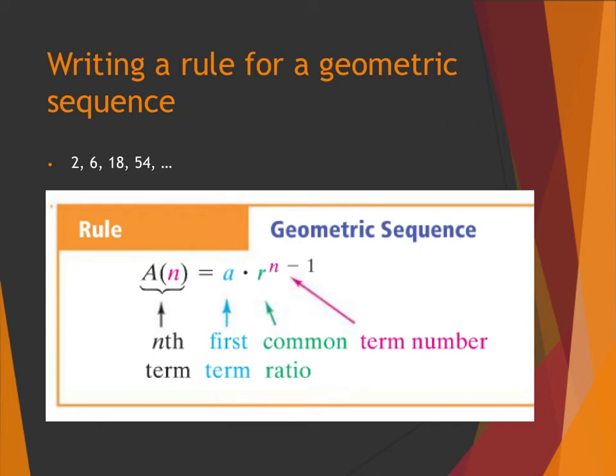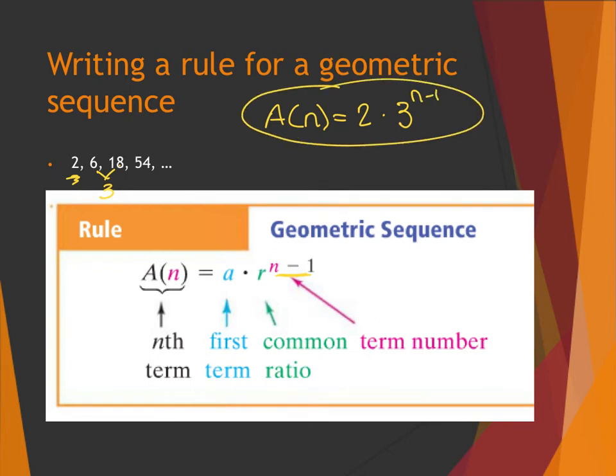So my first term is going to be this number here. So I would say that a of n equals 2 times my r value, which I have to find. So if I go 18 divided by 6, that's going to give me 3. So my common ratio is going to be 3. And then notice it says that you just raise it to the power of n minus 1. So this right here is my geometric sequence for the numbers 2, 6, 18, 54, and so on.